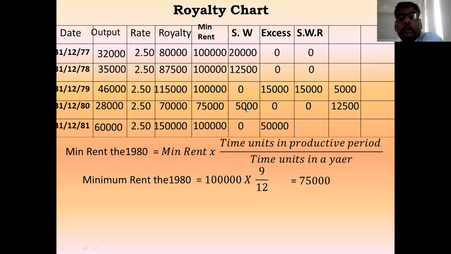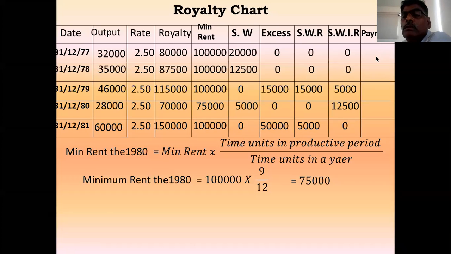Okay. Then 5,000. This 5,000 is in the next 2 years, 81, 82. In 81, 50,000 is the excess. Out of 50,000, you recover 5,000. So the 5,000 shortage, that is short working, is recovered in the year 81. There is no balance of short working. This is the recovery, irrecovery column. Short working, irrecovery column, you put 0 in the remaining column.